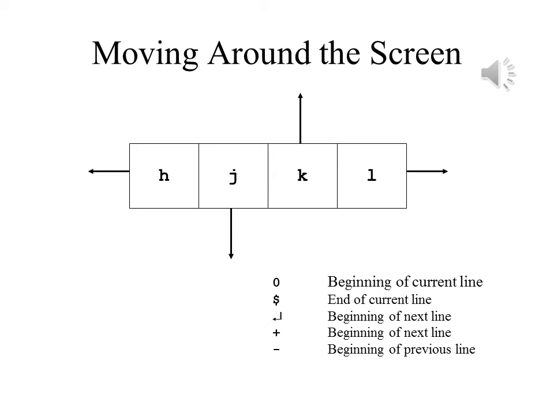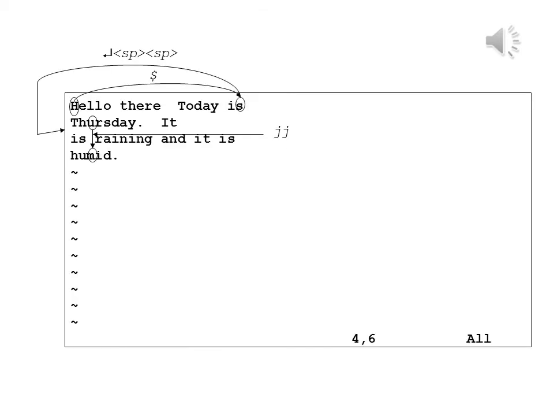Additionally, if you are looking to go to the beginning of the line, hitting 0 will take you there. Similarly, $ will take you to the end of the current line. If you're looking to get to the beginning of the next line, you can do that with either the Enter key or the plus key. The minus key will take you to the beginning of the previous line.